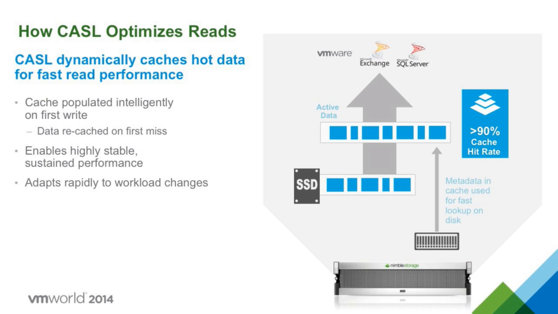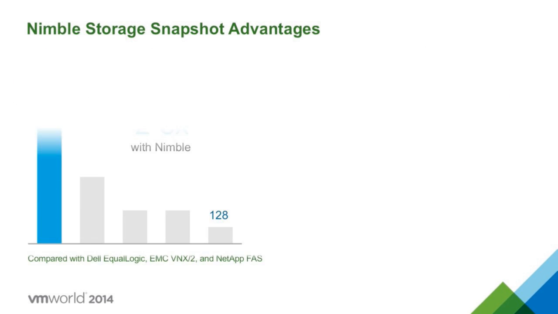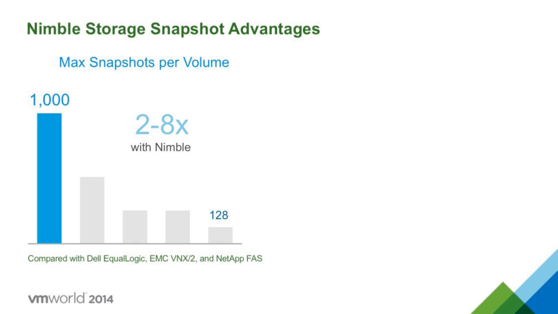Essentially what it means is we can get over a 90% cache hit rate on SSDs because of the way that we actually handle our data. But the big thing that we do in our technology is all about snapshots, cloning, and replication. So we allow customers to take 1,000 snapshots per volume. We could take 10,000 snapshots per array.